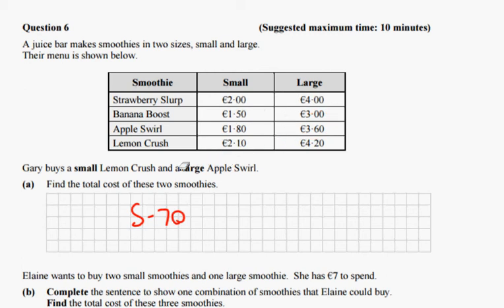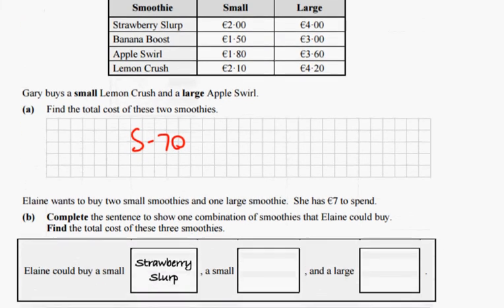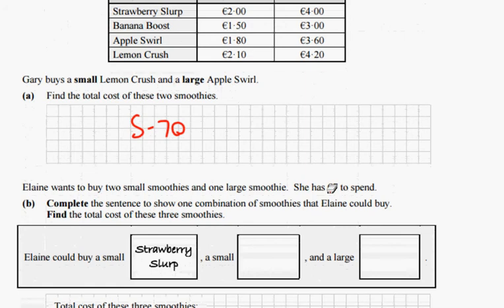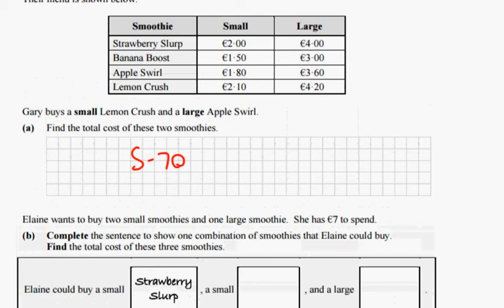Now, Elaine wants to buy 2 smoothies and 1 large smoothie. She has €7 to spend. Complete the sentence to show one combination of smoothies that Elaine could buy. Find the total cost of all these 3 smoothies. So she has €7. She needs a small one. Let's just go the cheapest 2. The cheapest small one is the Banana Boost.